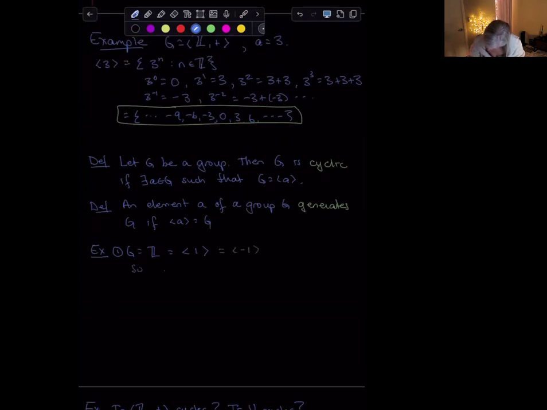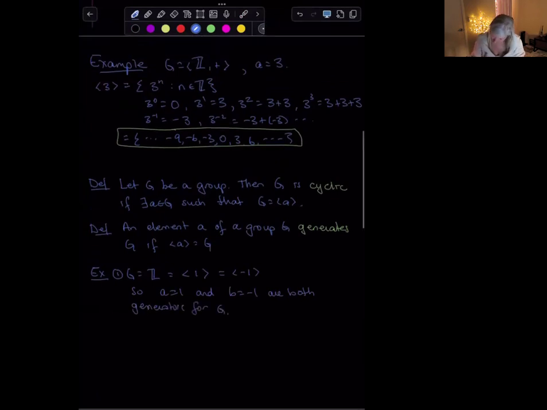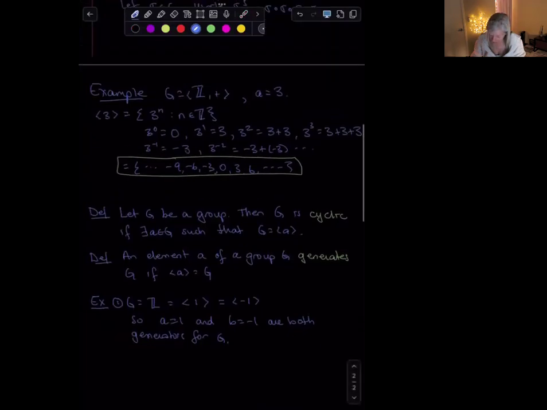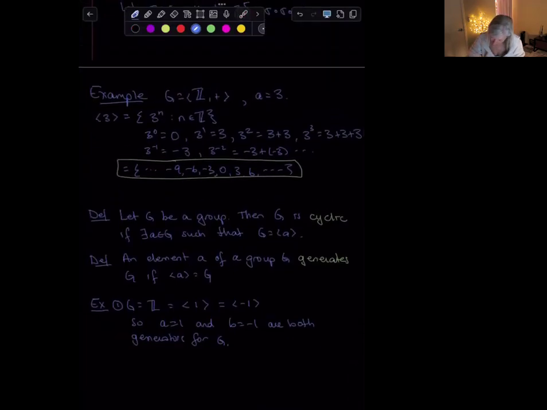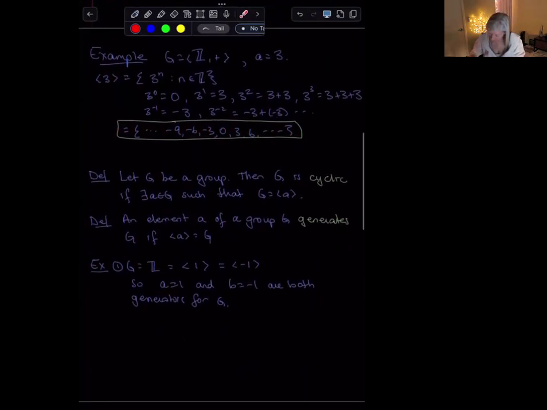So A equals 1 and B equals -1 are both generators of G. Or if I consider this example up here, 3, I mean, that makes sense, right? It's generated by 3. 3 is a generator for this set. Okay, so here's another question.